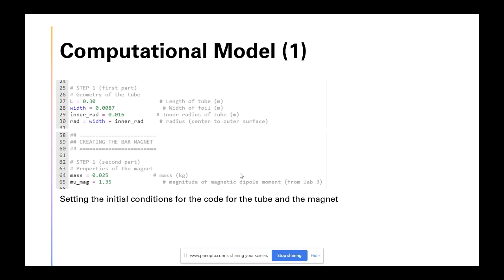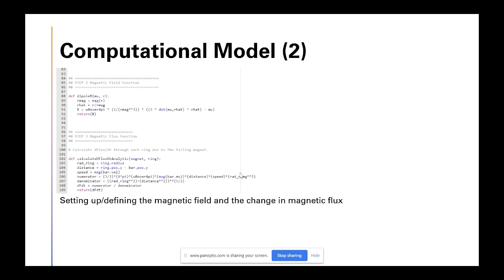These 2 screenshots are to show setting up the initial conditions in the code for the tube and the magnet, and we use the data that we established previously for each part. These are 2 functions that set up and define 1, the magnetic field, and 2, the change in magnetic flux, and these functions will be useful later on in our calculations.